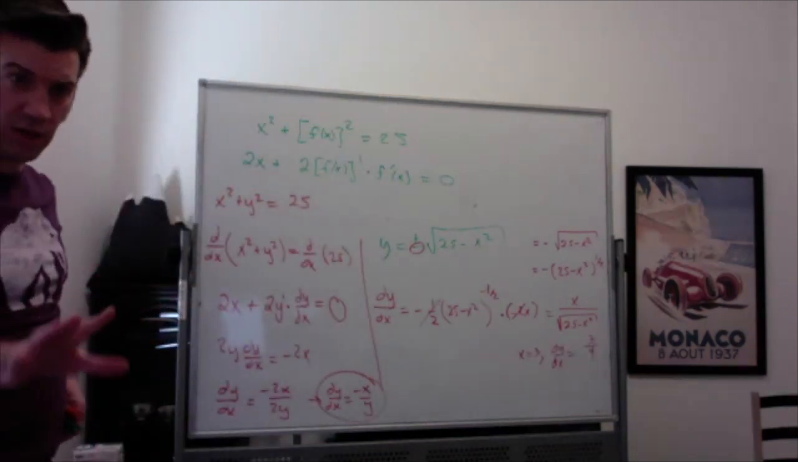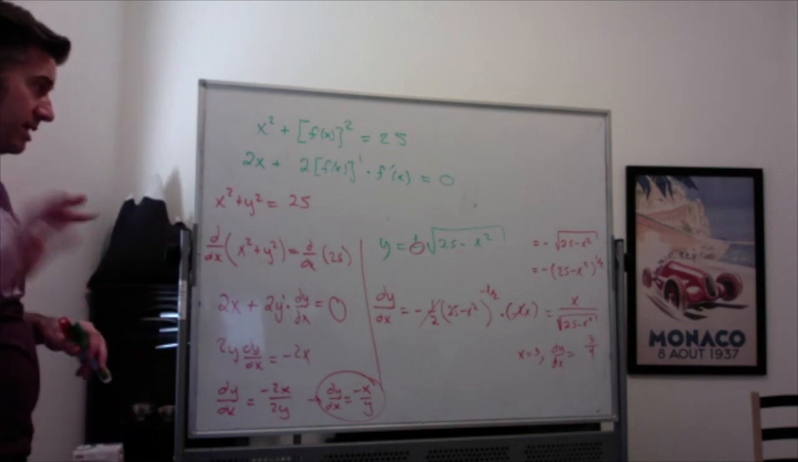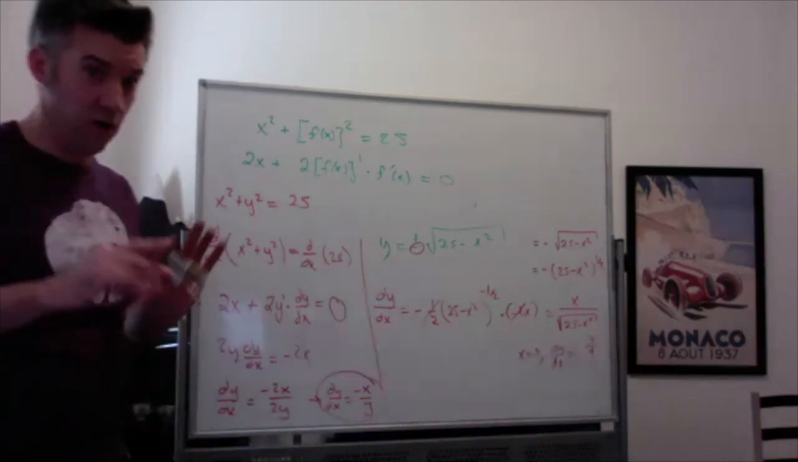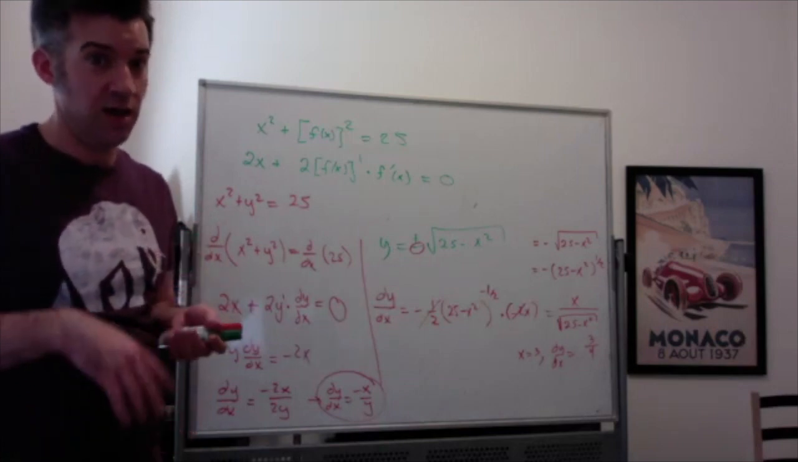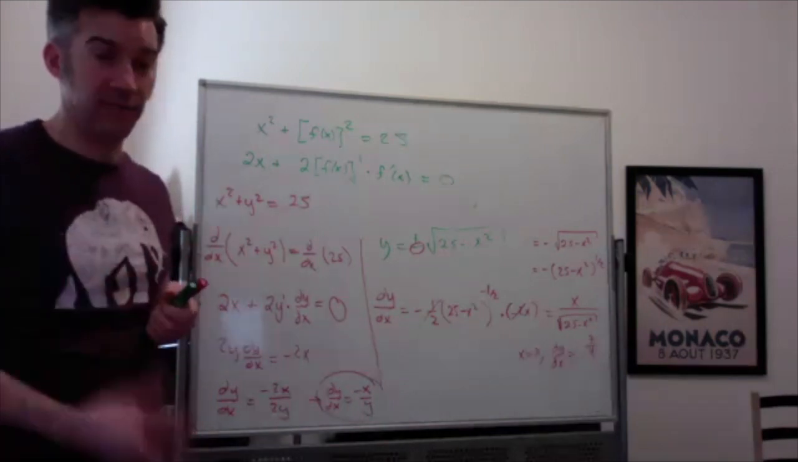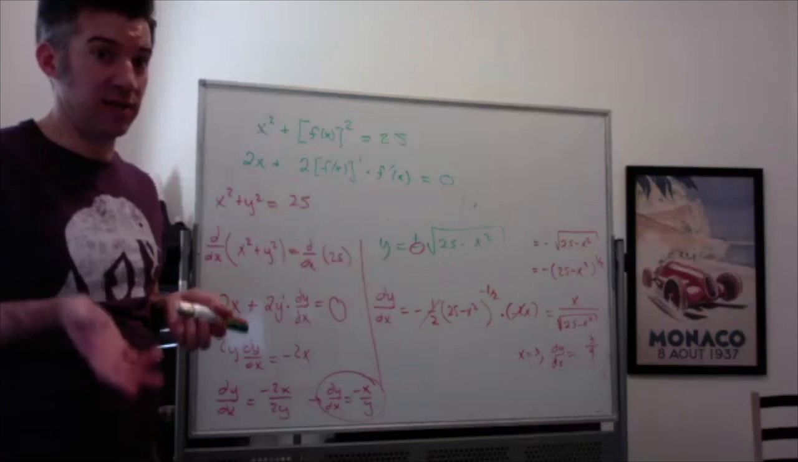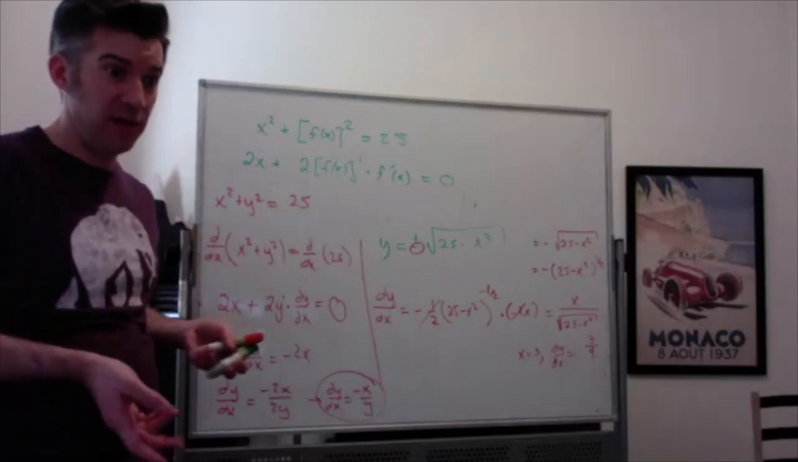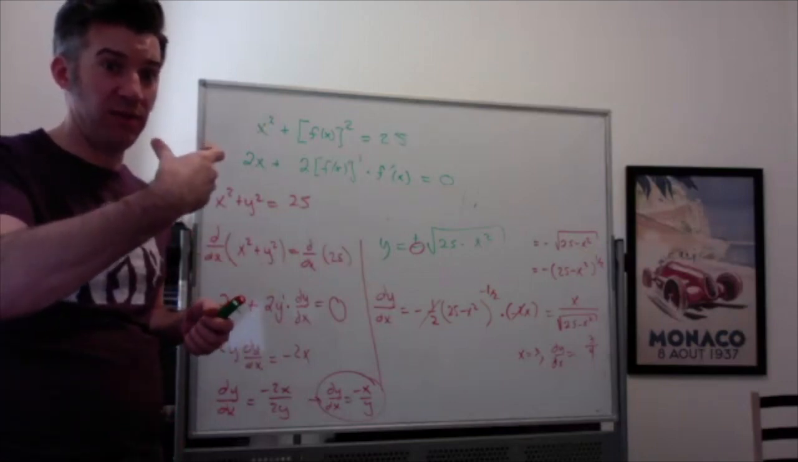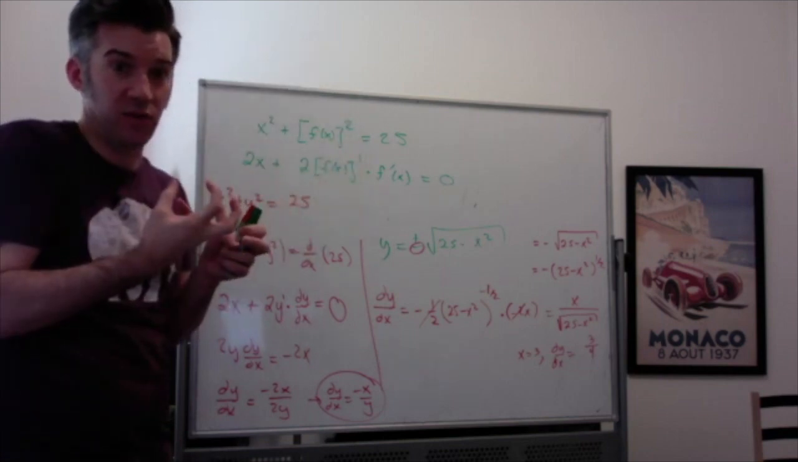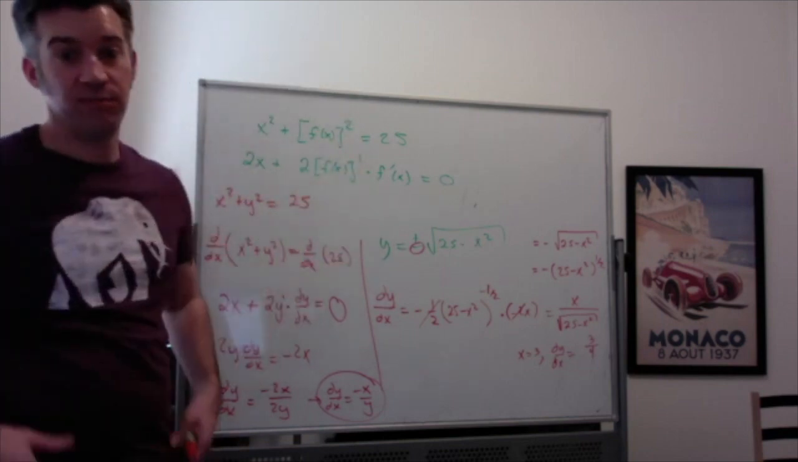So hopefully that helps clarify things. But the idea here, going forward for all the rest of these implicit problems, is that we are implying that y is a function of x. And so whenever you take the derivative of like y to the 5th, you're going to get 5 times y to the 4th, but then you have to multiply by the derivative of the inside function y, which is y prime.